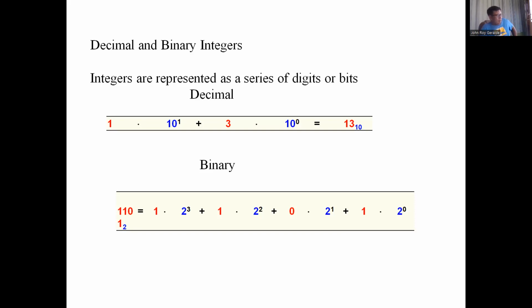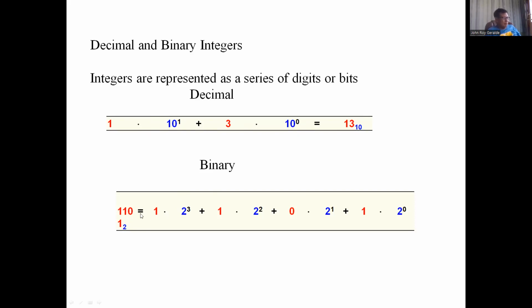So, for example, when you represent integers, integers are represented as a series of digits or bits. In decimal, for example, if you have the number 13, it's 1 times 10 plus 3 times 1, because 10 to the 0 is 1. In binary, we will have 1, 1, 0.